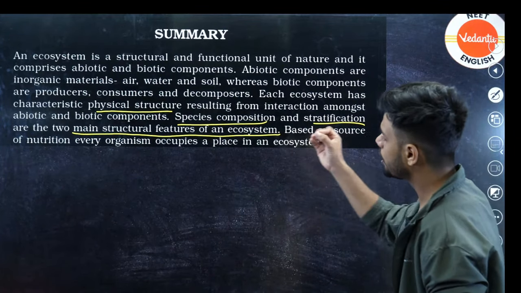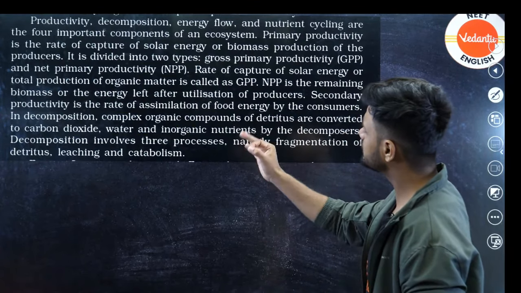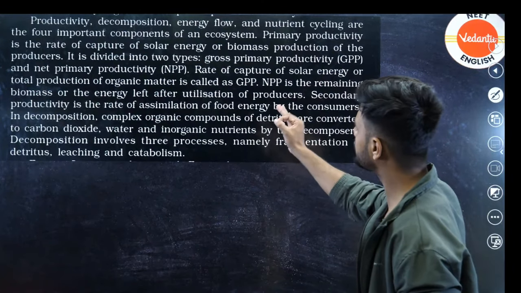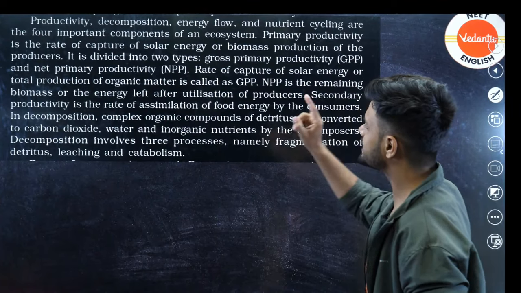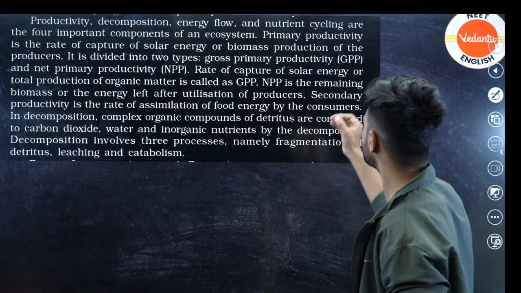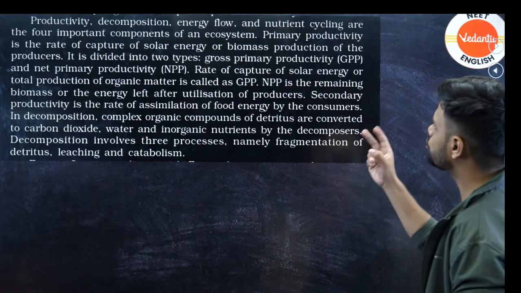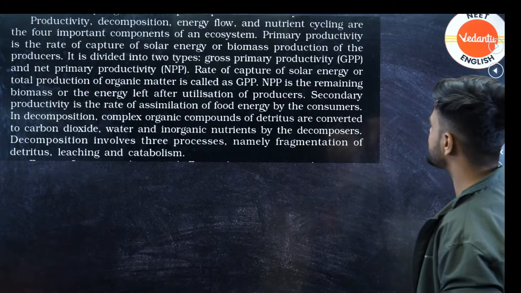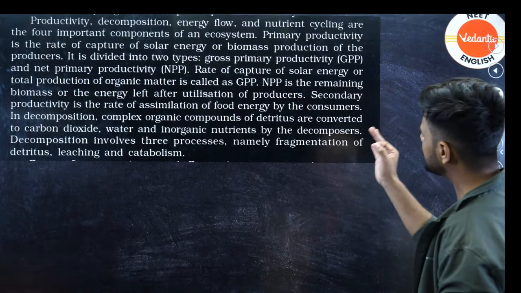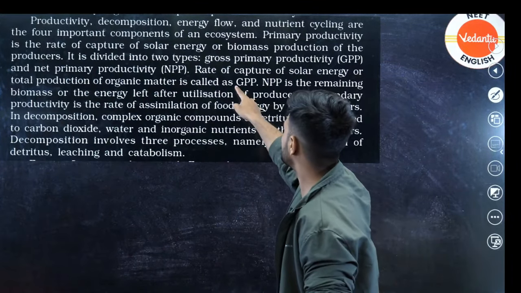Based on sources of nutrients, every organism occupies a place in an ecosystem. Productivity, decomposition, energy flow, and nutrient cycling are the four important components of an ecosystem. Primary productivity is the rate of capture of solar radiation or energy, or biomass production of the producers. It is divided into two types: gross primary productivity, also called GPP, and net primary productivity, also called NPP. Rate of capture of solar energy or total production of organic matter is called GPP.